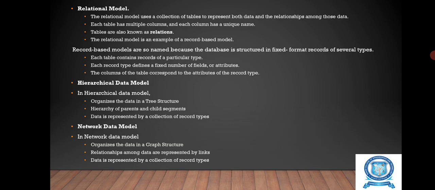The record-based models are so named because the database is structured in fixed-format records of several types. Each table contains records of a particular type, and the record type defines a fixed number of fields or attributes. So the columns of the table correspond to the attributes of the record type.